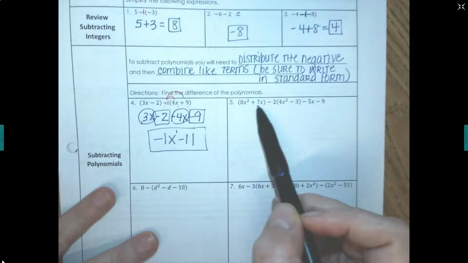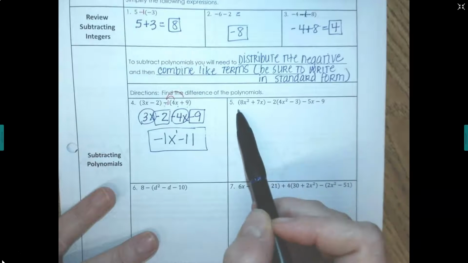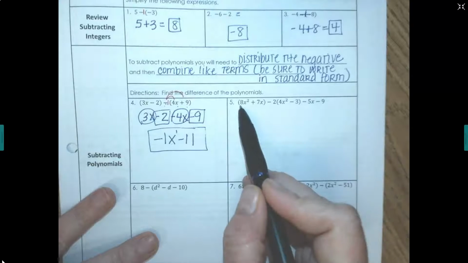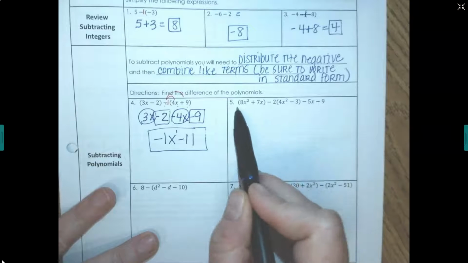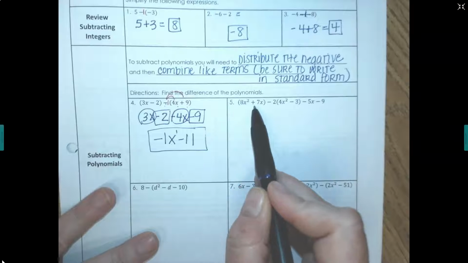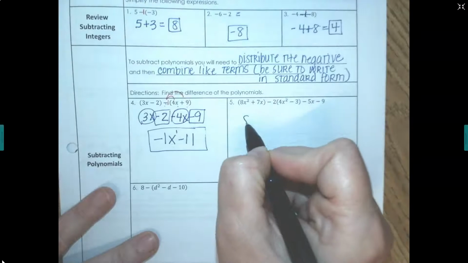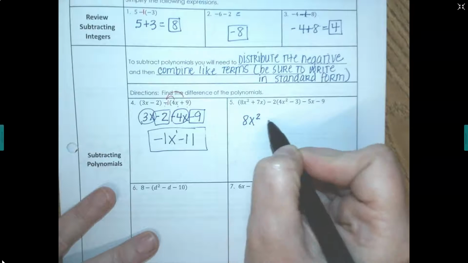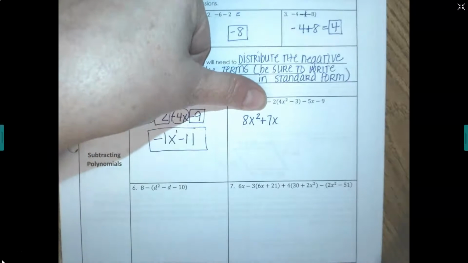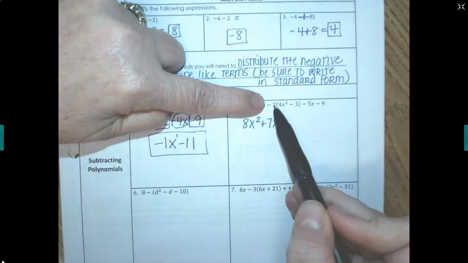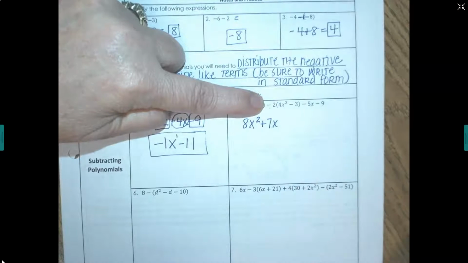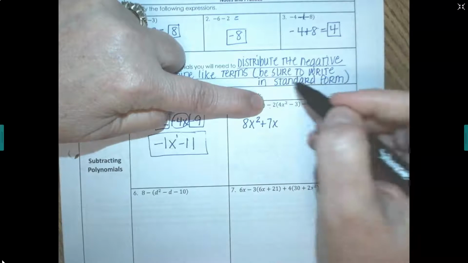So there's a whole bunch of things that are happening in the second example. When I look at this first one, I see the parentheses, and I see that technically there's a 1 out here. Well, 1 times this doesn't change it, so it's just going to stay the same. 8x squared plus 7x. Okay, so I'm good there. I'm going to ignore this for right now. All right. Then, look, I've got a negative 2 right here and this parentheses. That means we need to take the negative 2 and distribute it.